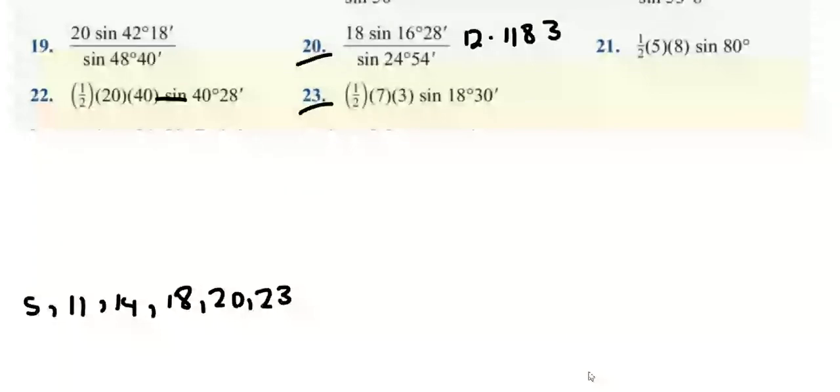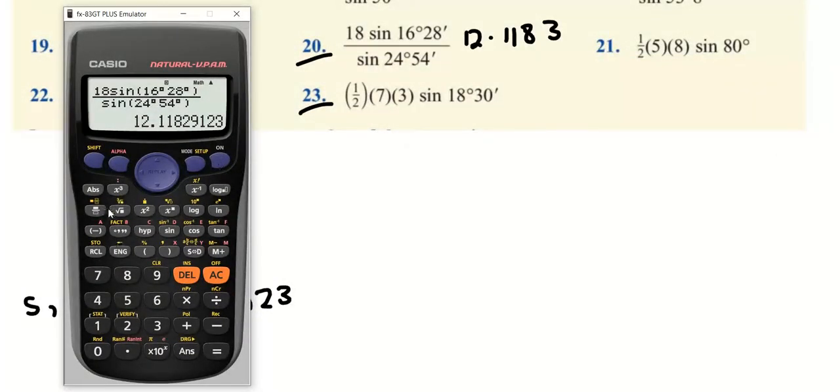Next thing, we're going to go for question 23. Press a half, 0.2, and then use your brackets, multiply by 7, multiply by 3, multiply by sine. Whoop, don't want that. Sine 18 degrees, 30 minutes. And behold, there we go again, this one here.